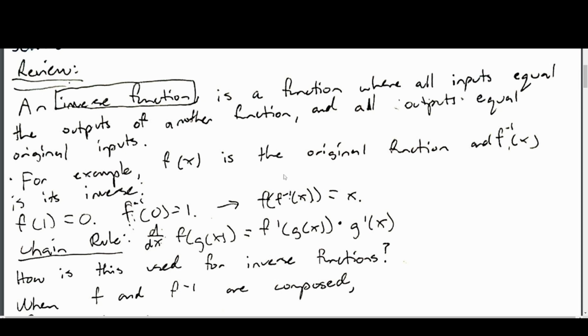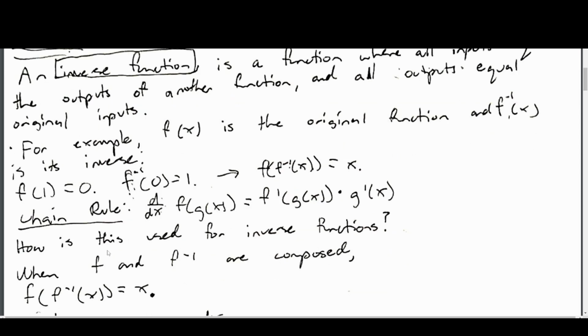So if we apply the chain rule, the derivative of f of g of x is equal to f prime of g of x times g prime of x. How is this used for inverse functions? Well, when f and f inverse are composed, f of f inverse of x is equal to x.